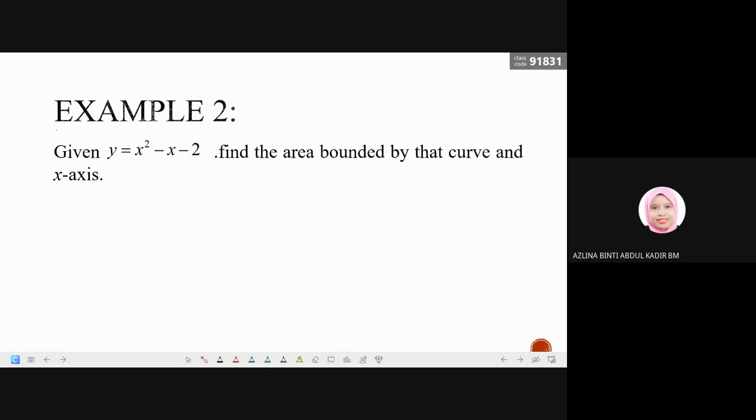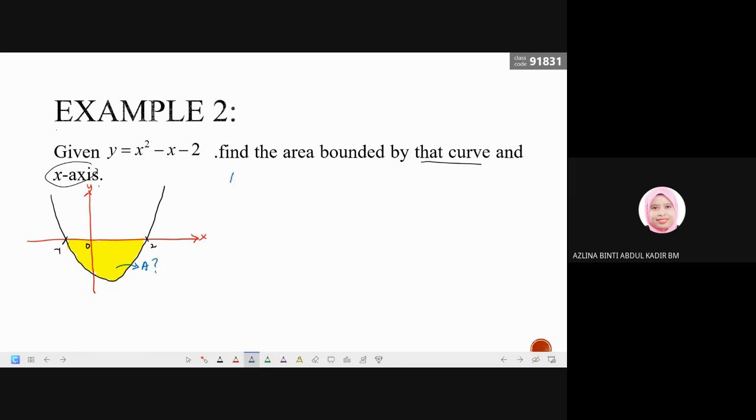We want to find the shaded region. Where is it? X, Y. Here is negative 1, here is positive 2, 0. Okay. Find the area bounded by that curve and x-axis. Okay, so the curve is the black one, the x-axis is the red one. So where is the shaded region? Okay, the shaded region is here, bounded by 2 equations. So we get it here, right? Okay, so this is what we want to find. We want to find its area. Alright.